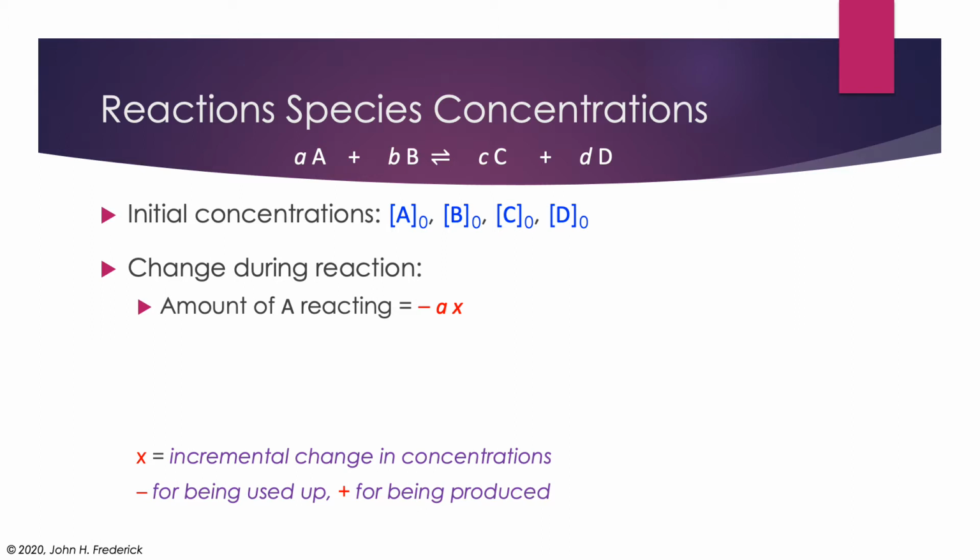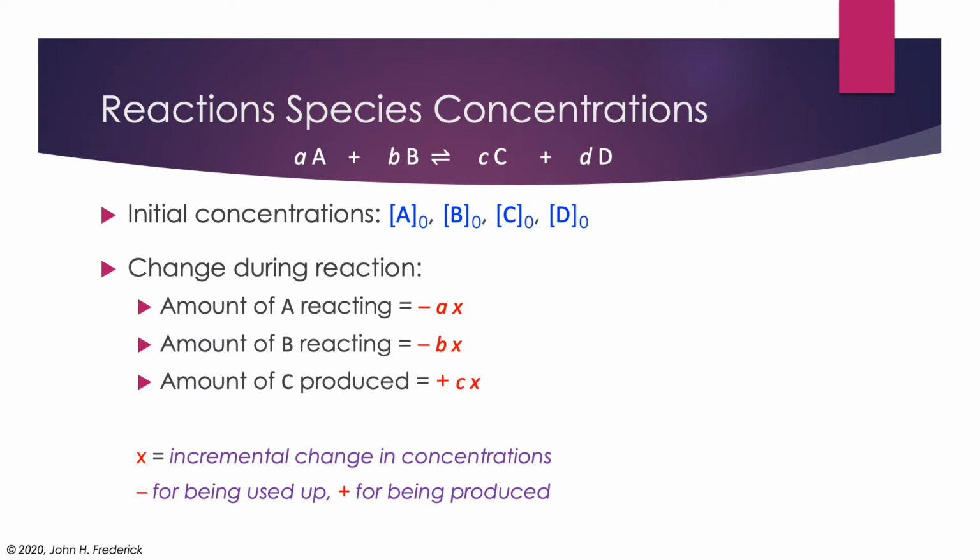So if I define A reacting this way, then I can define B reacting by minus little b times x. Now you can see I can use the same x for both of them, and I've put in the right proportions from the balanced chemical equation by using those coefficients. Now, what happens when I'm talking about C? C is a product, so it's being produced by the reaction. So instead of a minus sign, I'm going to have a plus sign. The amount of C being produced is going to be plus little c times x, and the amount of D being produced is little d times x.